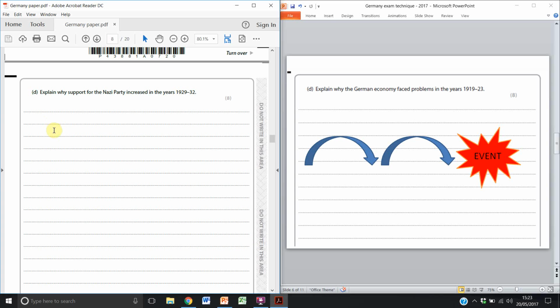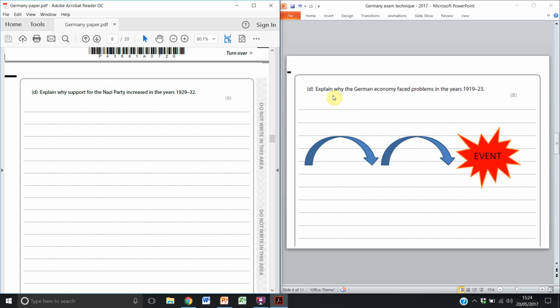So on the left-hand side, here's the example. Explain why support for the Nazi Party increased in the years 1929 to 32. We've got another example here. Explain why the German economy faced problems in the years 1919 to 1923. Again, what you sometimes get students doing is they just describe these events. Okay, they see that.